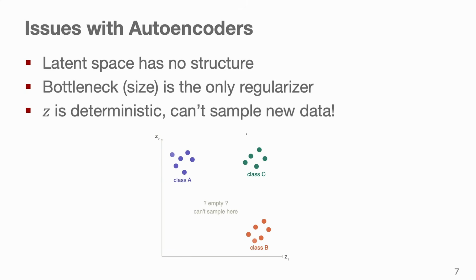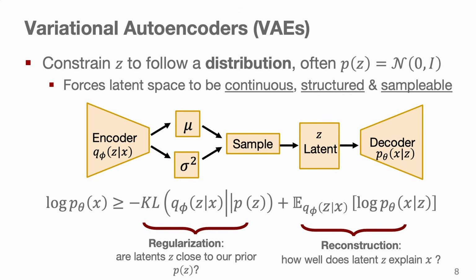And then third, and probably for us the biggest crucial limitation, is that this is a deterministic model, right? So each input maps to a single point, and so there is really no distribution, and this means that we also can't sample new data at test time if it's deterministic.